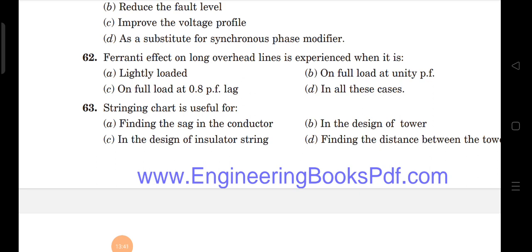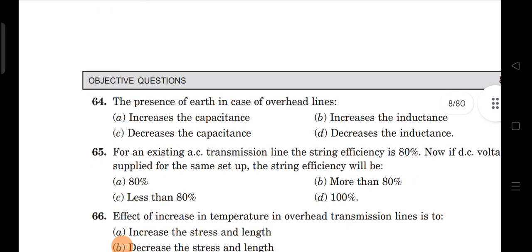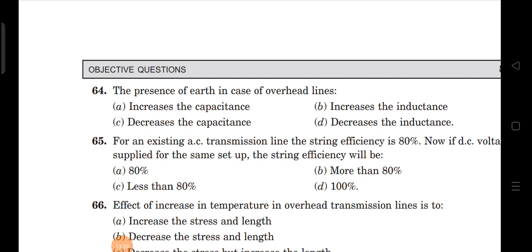Next, 63rd one. Stringing chart is useful for sag calculations. For sag calculation purposes only, the stringing chart is useful. That means the first option, finding the sag, is correct. Next, the presence of earth in case of overhead lines. Because of the presence of earth, it will form a capacitance. That means it increases the capacitance. That means the 64th answer is A.